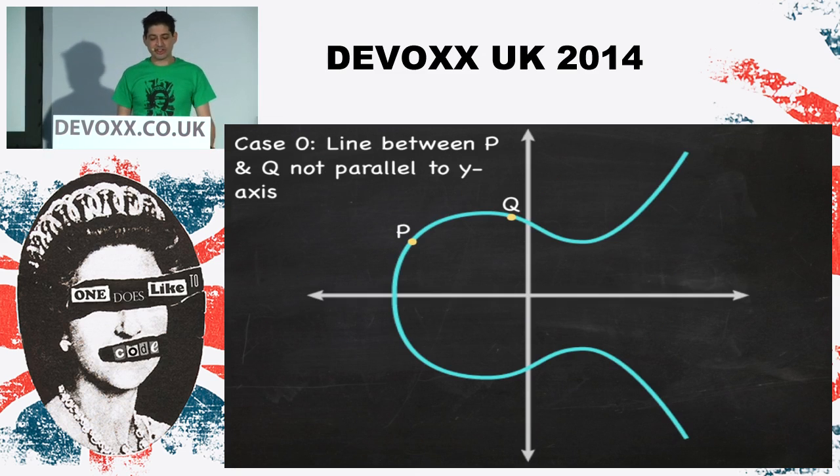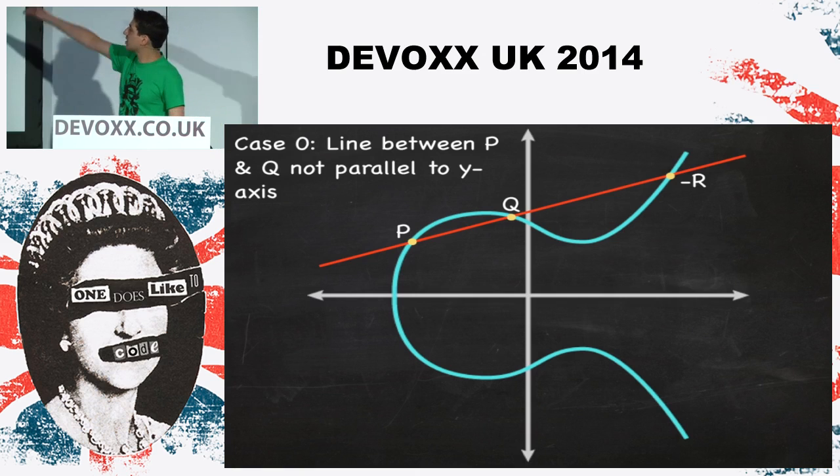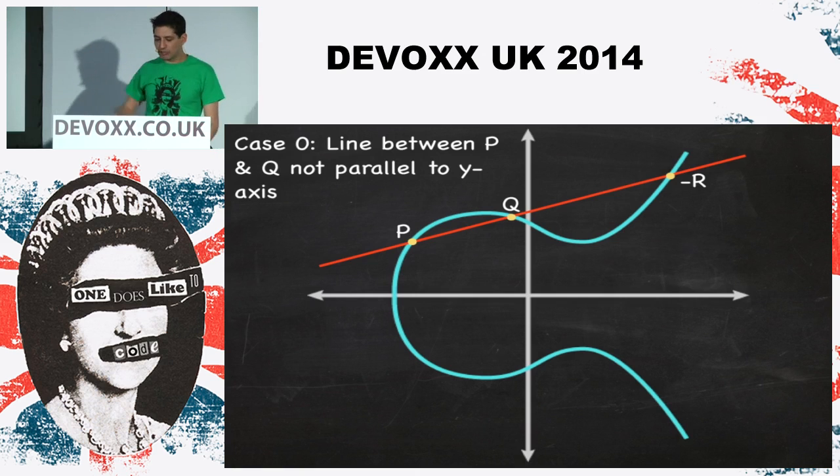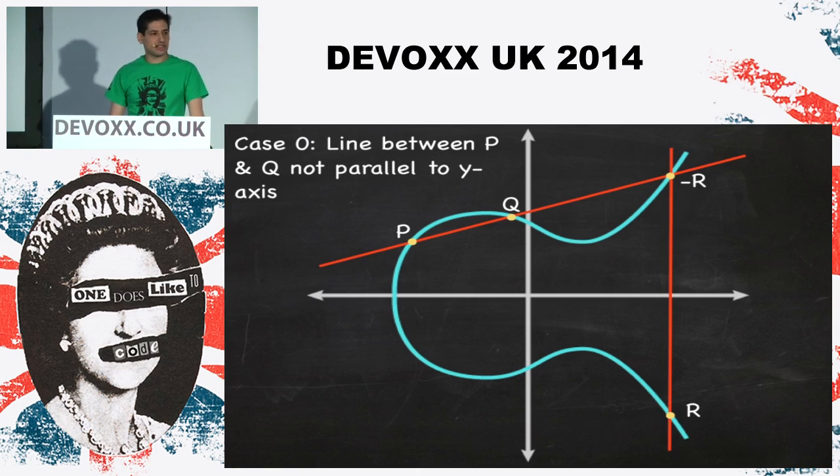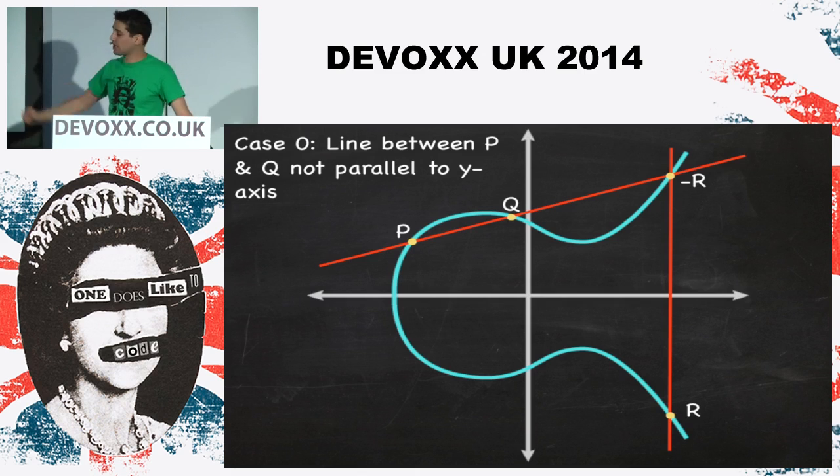And it's probably easier if I actually show you. So here's P and Q. We draw a line, and where it intersects, this is minus R. We mirror down to find R. And that's how we add that together. So this is case 1, where they form a nice line like that.